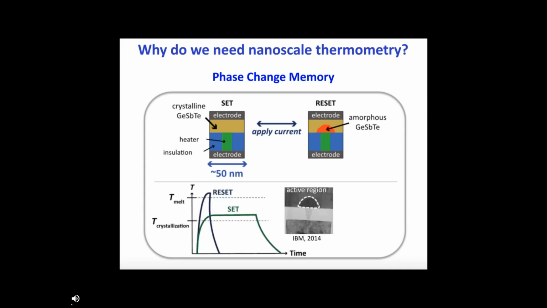And the way that this works is that to go from crystalline to amorphous, the phase change material is heated above its melting temperature and then quickly quenched to lock in the amorphous state. And to go from amorphous to crystalline, the phase change material is heated above what's known as the crystallization temperature, which is lower than the melting temperature, and then held there until it recrystallizes.